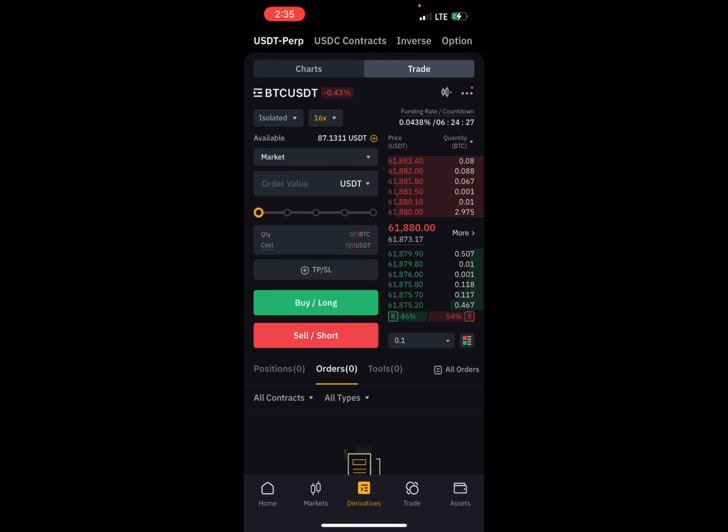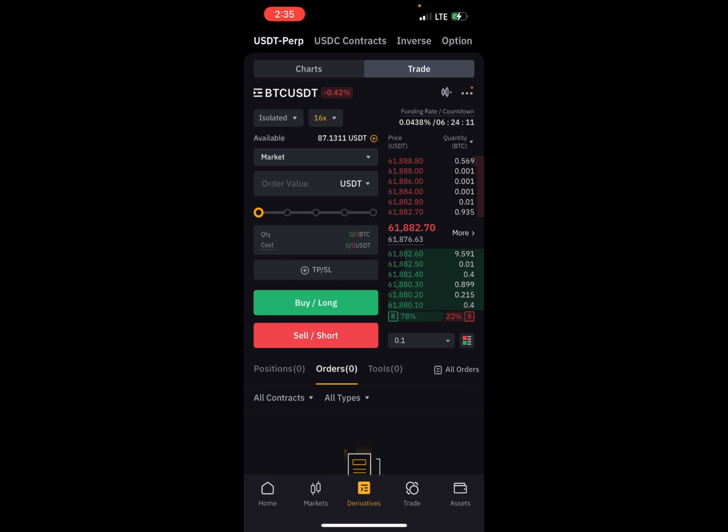Then let's go to the derivatives account and click on trade. You can see the available balance up here has increased to $87.1311. Okay, so now we are going to execute a trade.